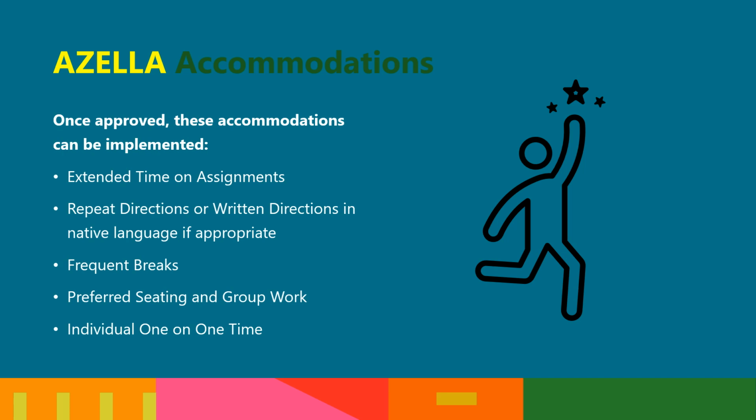Once approved, the accommodations that can be implemented are such things as extended time on assignments, repeated directions or written directions in native language, if appropriate. Again, those are normally done with parent permission. Frequent breaks, known as brain breaks. Preferred seating and group work if you're doing something such as SEI, as we've talked about, to give that student a more immersed approach and experience with their peers.